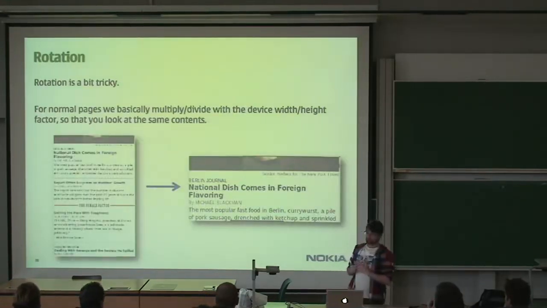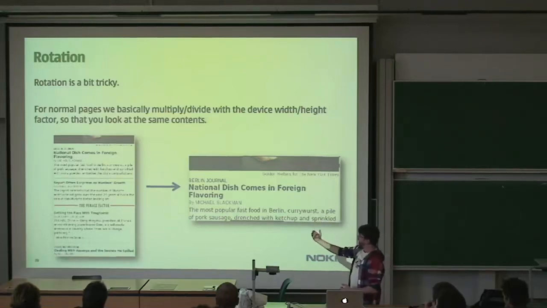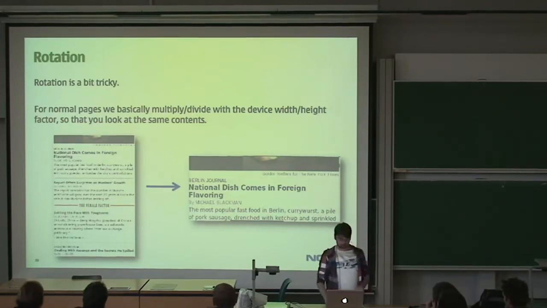Rotation is also a bit tricky. Normally you want to see the same thing. If I'm looking at a page in portrait, reading, and I'm rotating, it should just scale up so I'm looking at the same area. So that's the basic thing. Look at the difference between the width and the height, and either multiply or divide by that factor depending on how you're rotating it.